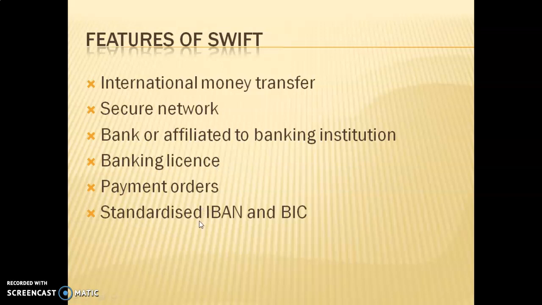Then the SWIFT network does not actually transfer funds, but it sends payment orders between institutions using their SWIFT codes. Then it was SWIFT that standardized IBAN, that is International Bank Account Numbers, and BIC, the Bank Identifier Code. BIC, as we already saw, identifies a bank and sends the payments securely.